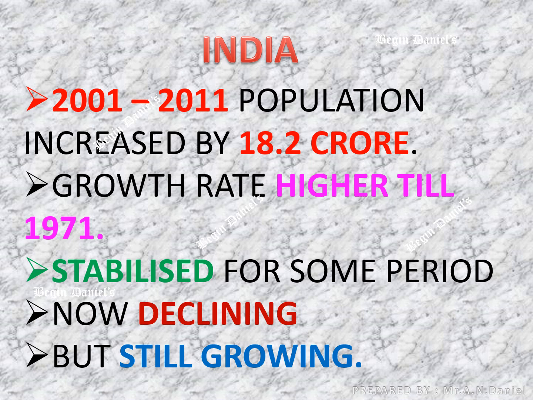The growth rate was higher till 1971. It was stabilized for some period. Now it started declining but still growing. That means in the previous 2 slides we have studied, after 1971 there was population explosion, rapid growth of population, but now it is controlled. It declined, but still growing. Still, the population is growing in India.